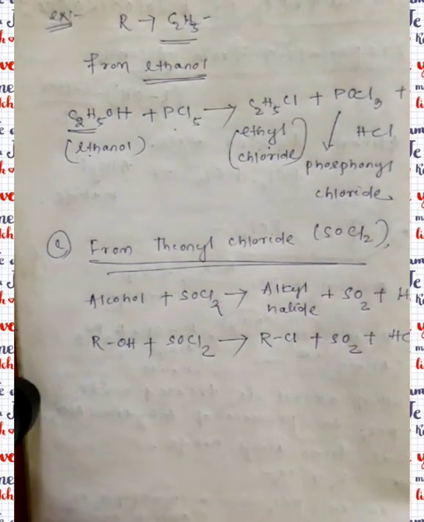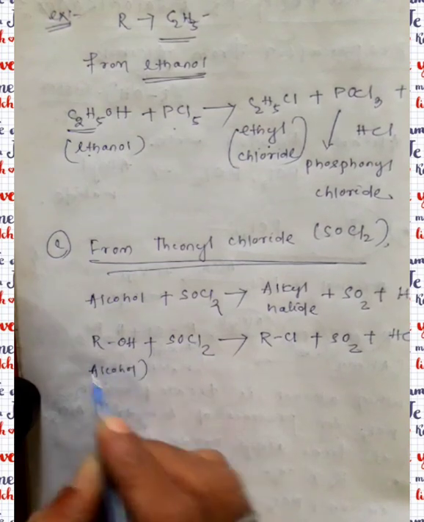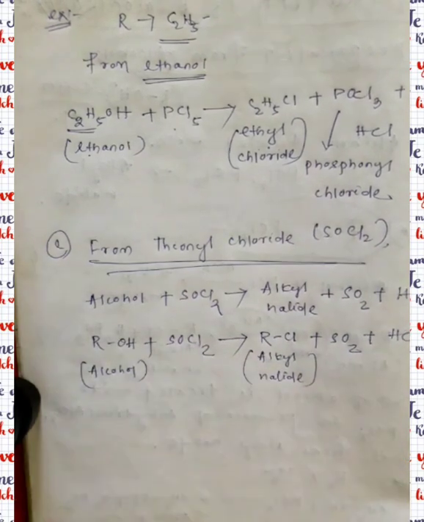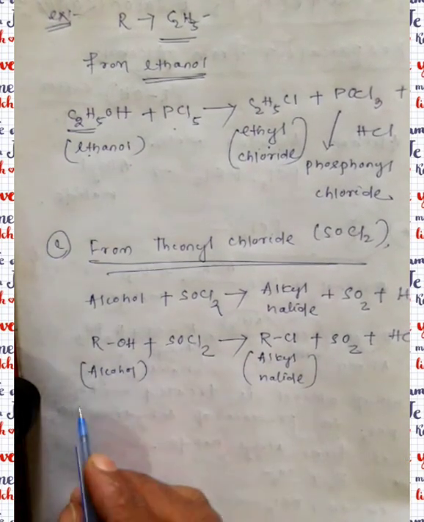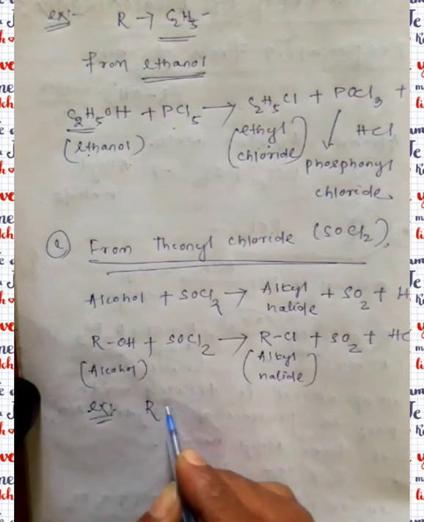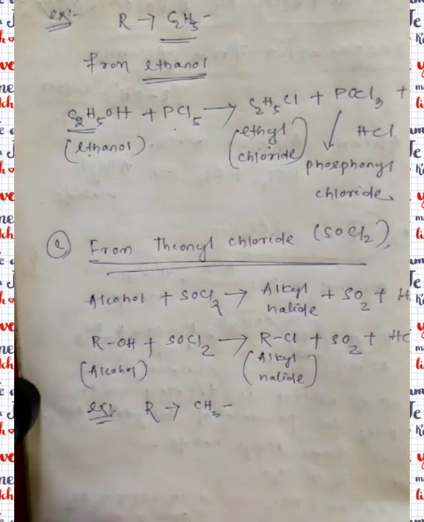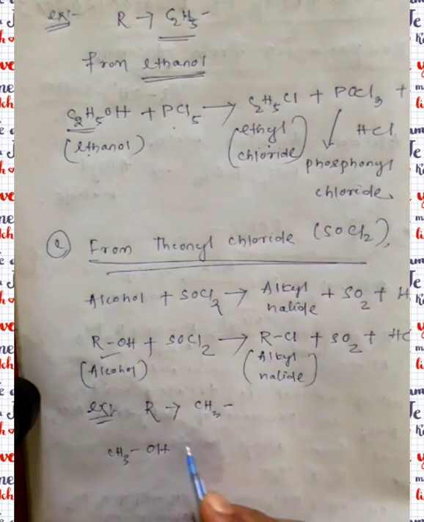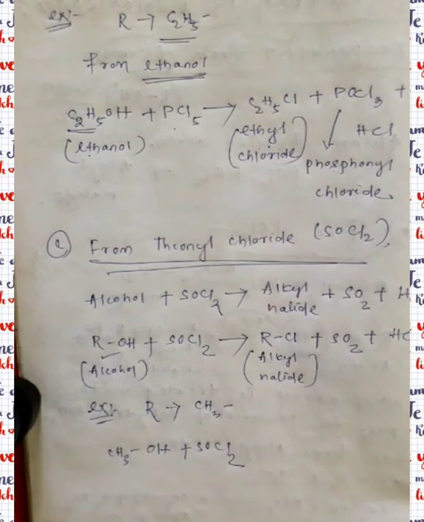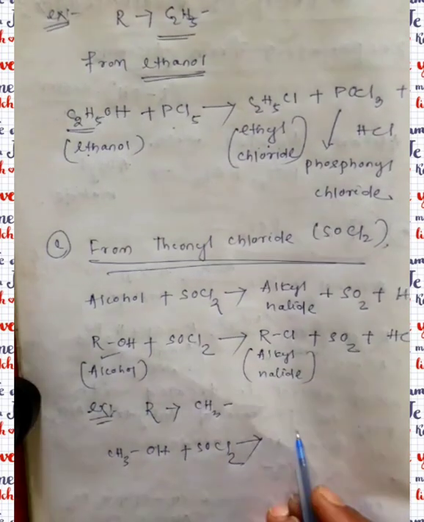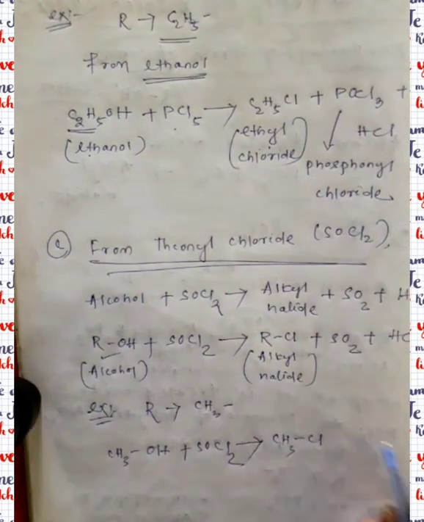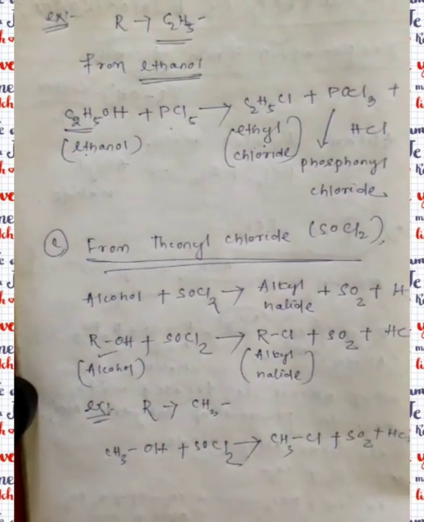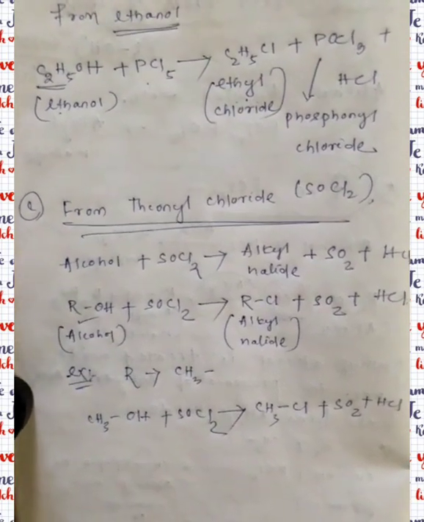This is the alcohol, this is the alkyl halide. For taking an example, we can take R as CH3. Then this reaction will be methanol, CH3OH, plus SOCl2. It forms CH3Cl plus SO2 plus HCl.